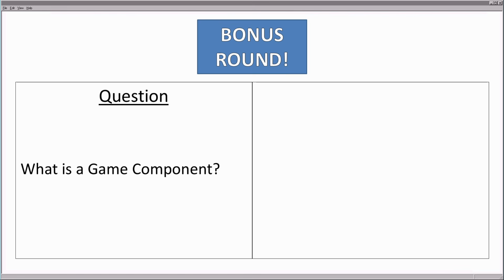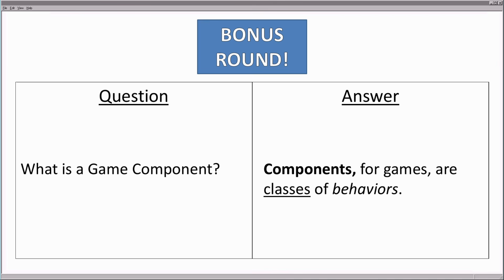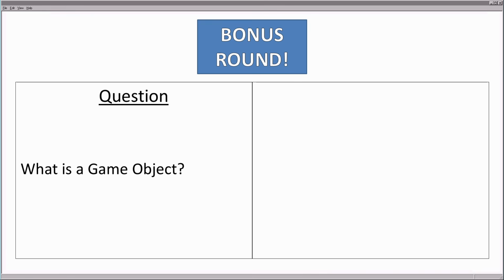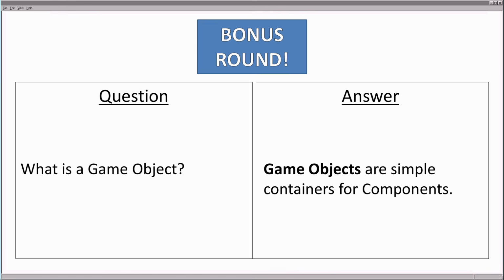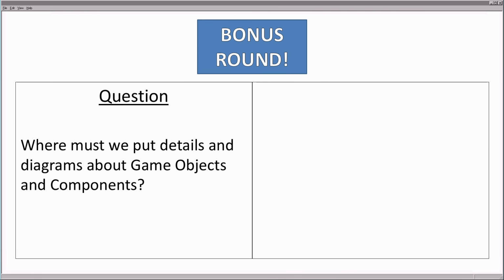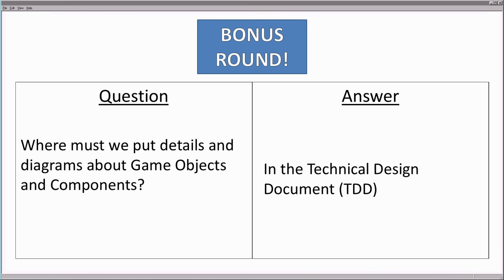What is a game component? Components for games are classes of behaviors. What is a game object? Game objects are simple containers for components. Where must we put details and diagrams about game objects and components? In the technical design document.